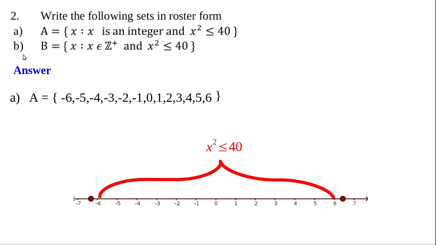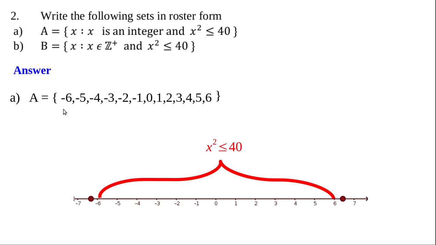Then what is question number B? B, the condition is the same, but this time, x belongs to Z plus. The set Z plus, that is the set of all positive integers, that is the set of all natural numbers.